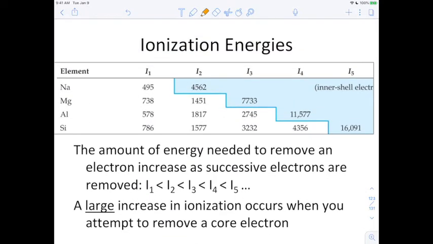So what I was saying is listed right down here. The first ionization energy is always less than the second ionization energy, which is always less than the third ionization energy, and so on. So the first electron you take is always going to come off easiest. The second one will be harder, and so on.